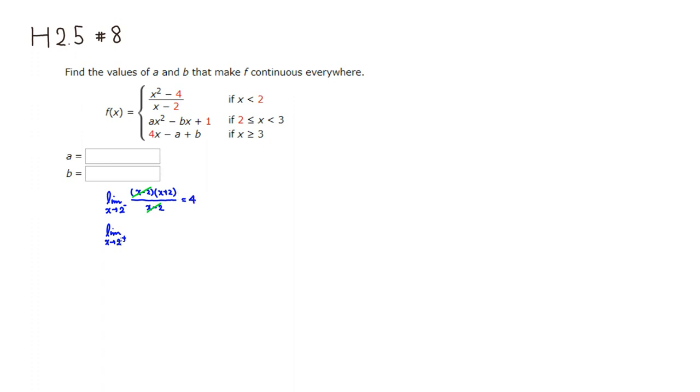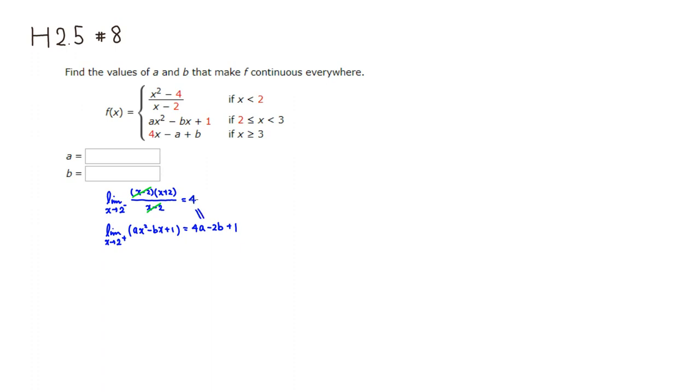If you're approaching from the right, we have to use the second formula, so we put the ax squared minus bx plus 1. In this case, this is just a quadratic function, so you just plug in the number. So 2 squared is 4a, minus 2b, plus 1. We have to make sure that these two limits have the same value, so we're going to set those equal to each other.